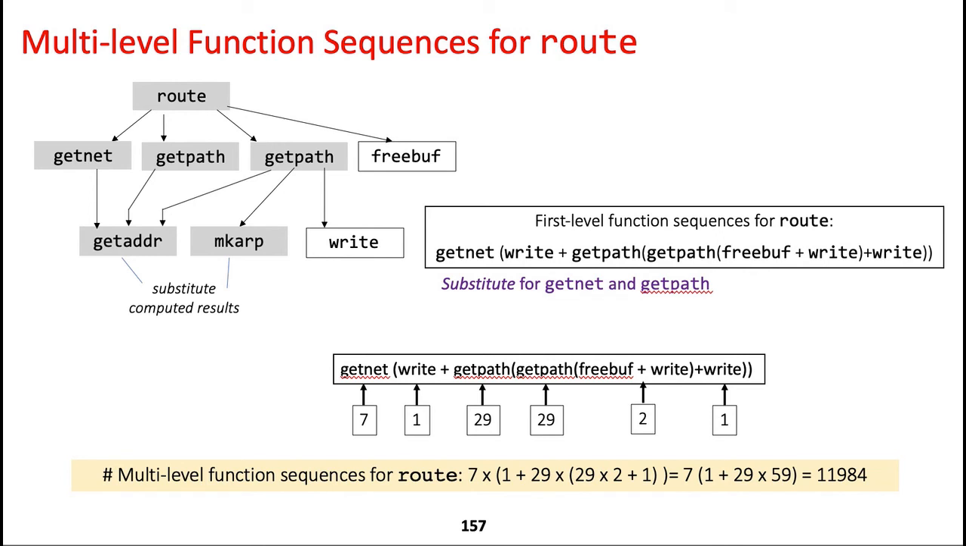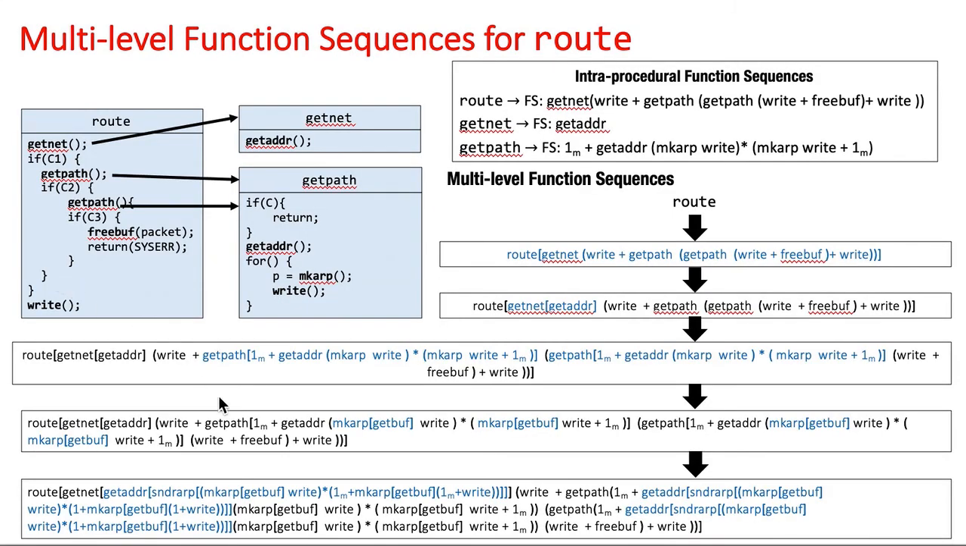Finally, we come to route. We have this first level function sequence for route, and using that we can easily count the number of multi-level function sequences for route, because we know the number of multi-level function sequences for getNet, getPath, etc. And again, using algebra, we get that the number of multi-level function sequences for route is 11,984. Here we have shown the algebraic expression for multi-level function sequences for route.